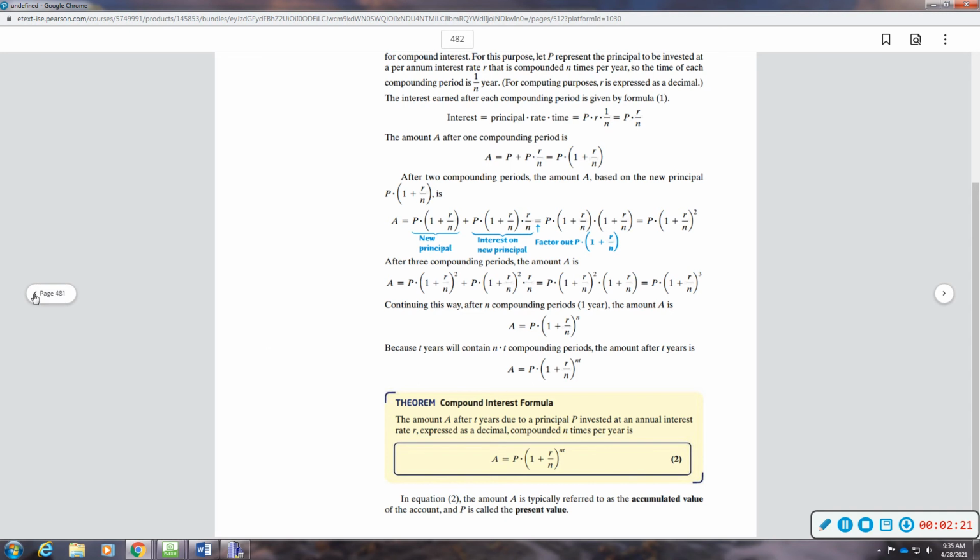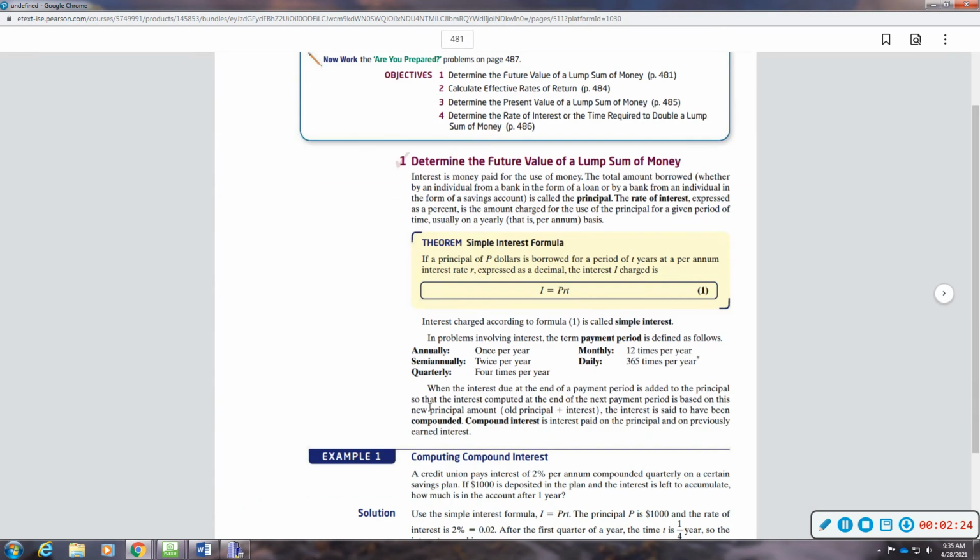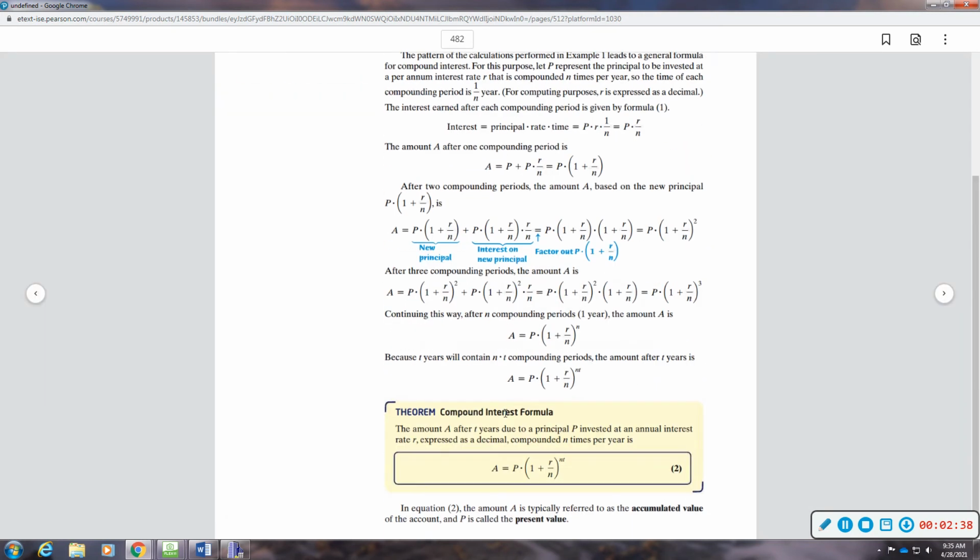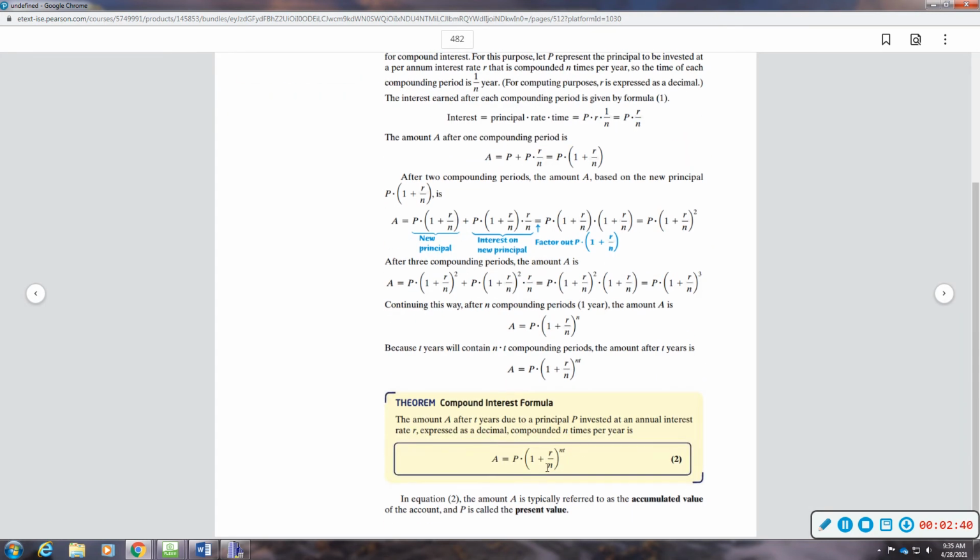N is the number of times it's compounded per year. So if we go back to page 1, if we say annually, then N would be 1. Semi-annually, twice a year, N would be 2. Quarterly, N would be 4. Monthly, it would be 12. Daily, 365. So there are other terms, but that's just a few to help you identify N. So that will come from the reading. And then you have to multiply by T. It's really small, which again is time in years. So you have to also convert to years if needed. We'll do that also in my math lab.